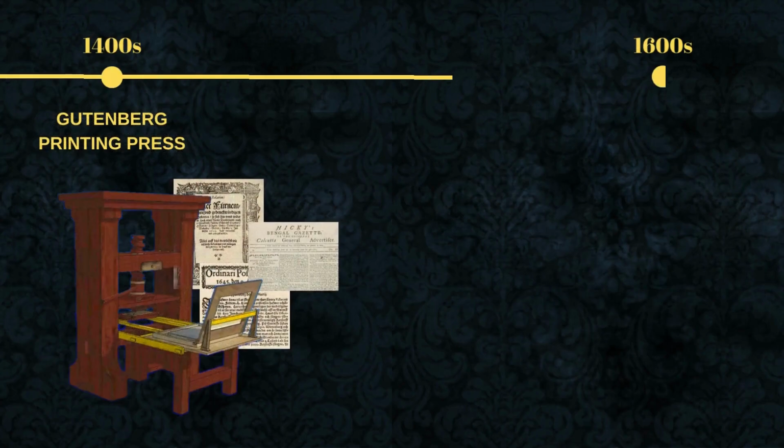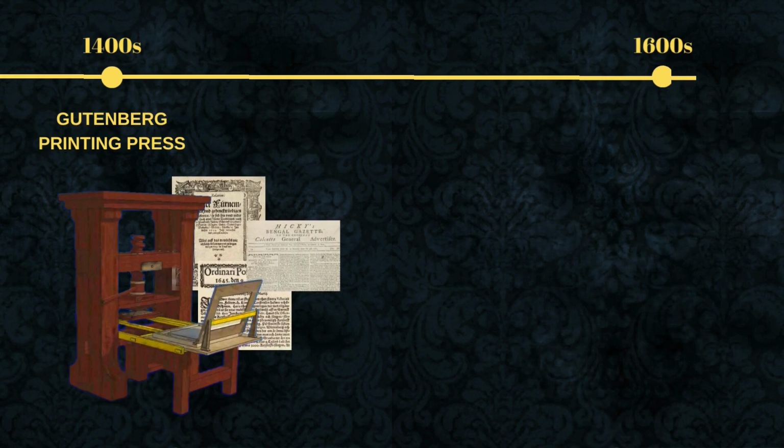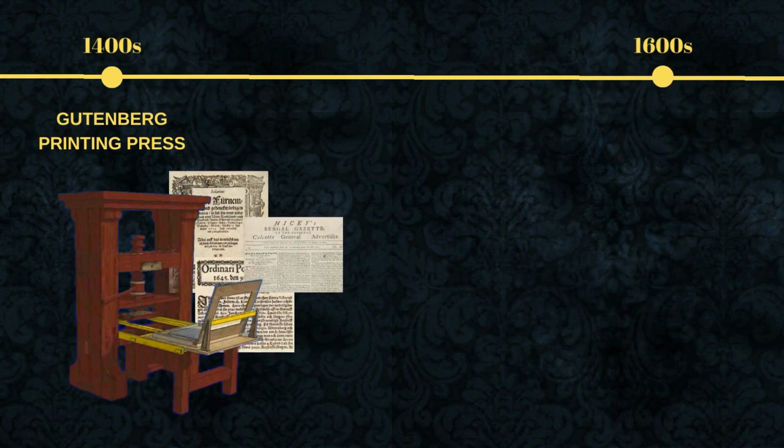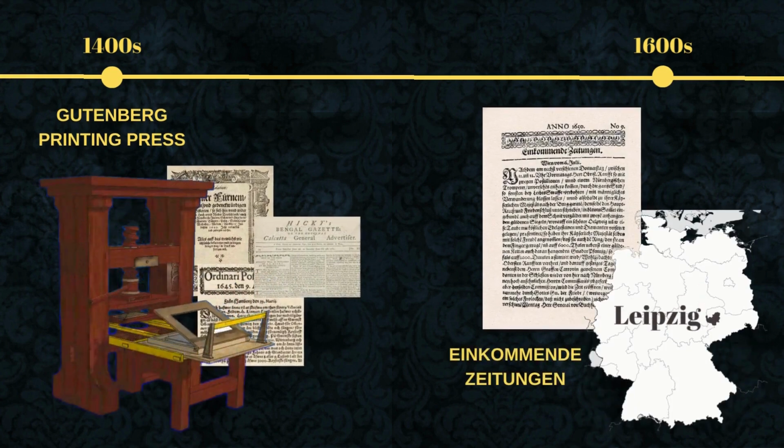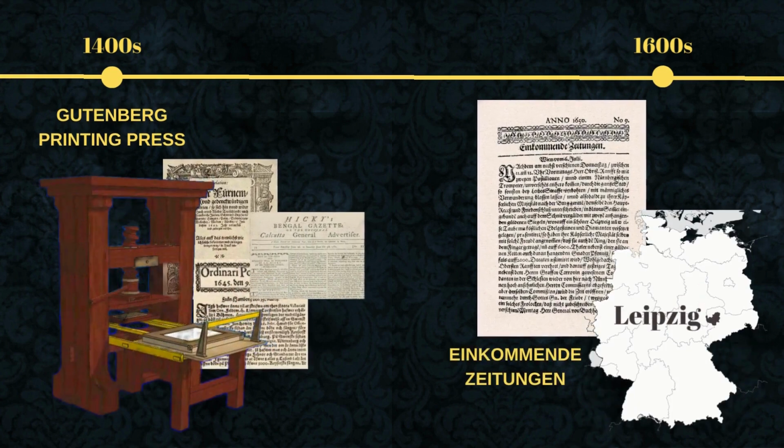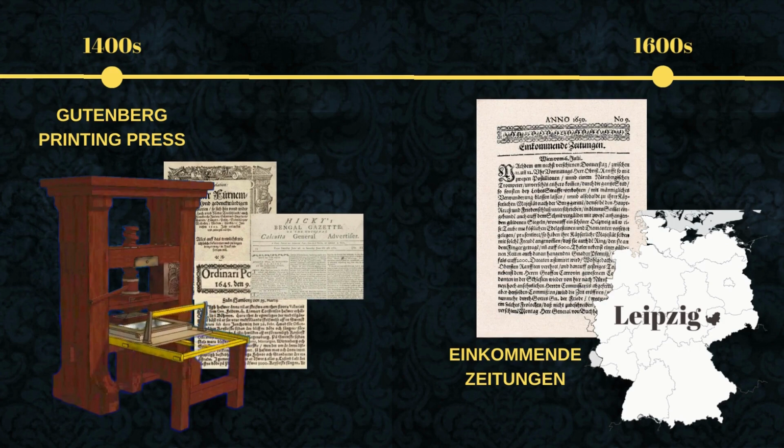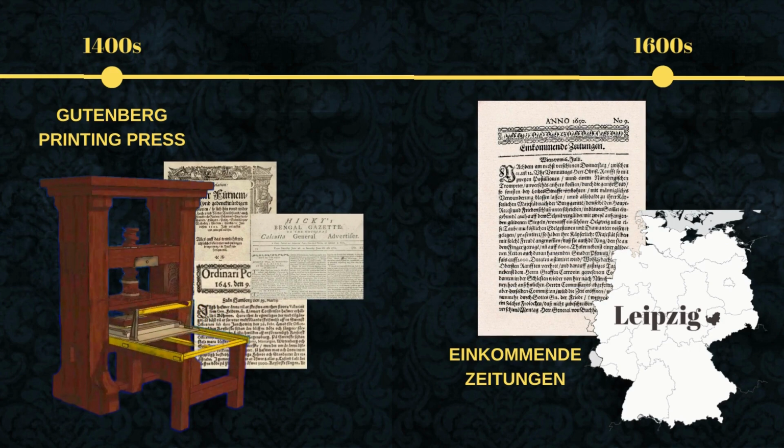It was in the 1400s that newspapers came to be. They started off as weekly publications produced on Gutenberg presses. Sometime in the 1600s, a newspaper called Einkommende Zeitungen was published. It was the world's first daily newspaper, had 4 pages, and was printed in Leipzig.